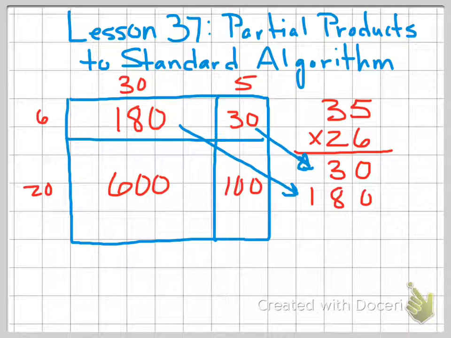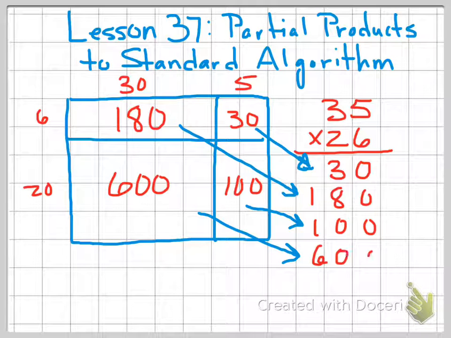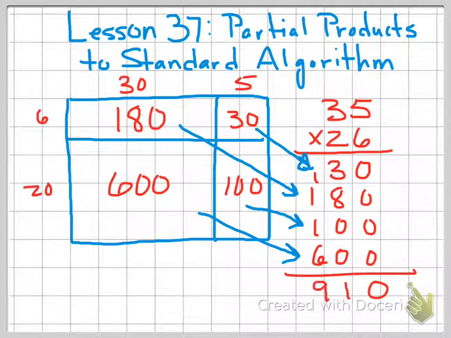20, or 2 tens, times 5 comes from this square right here, and that is 100. And then 2 tens times 3 tens, or 20 times 30, comes from here, and that is 600. Then I'm just going to add up my columns here. 8 plus 3 is 11, carry the 1, and 6 plus 3 is 9. 910 using my partial products.